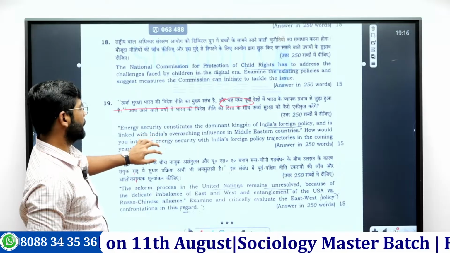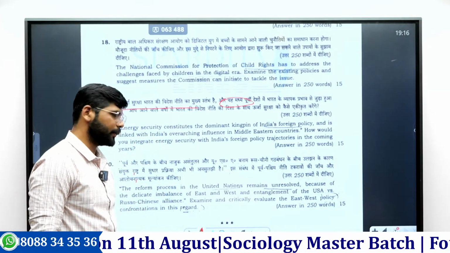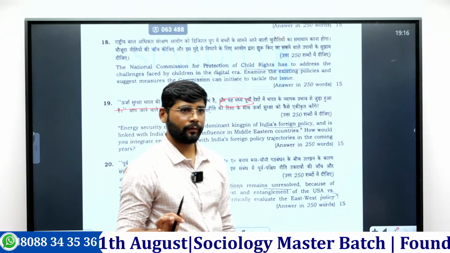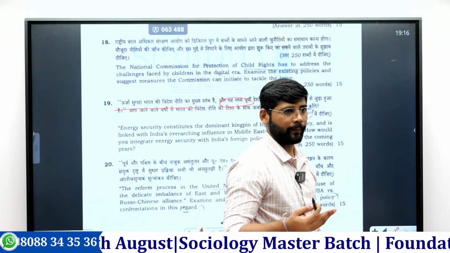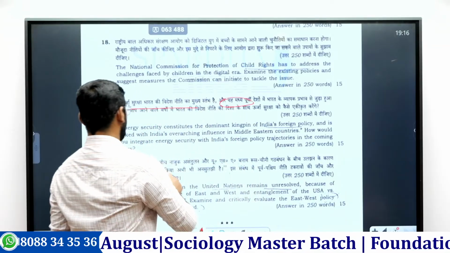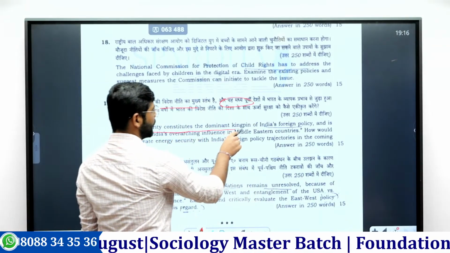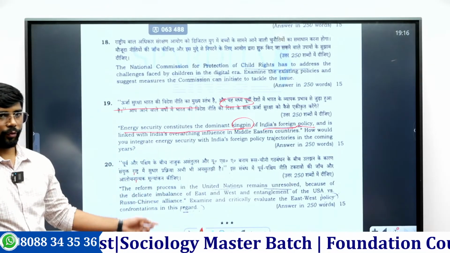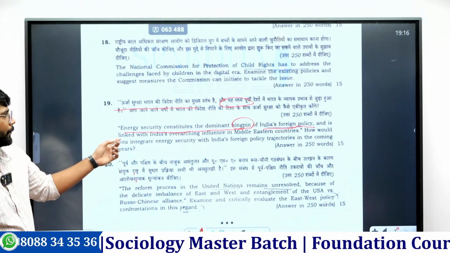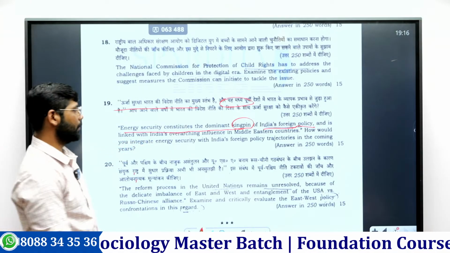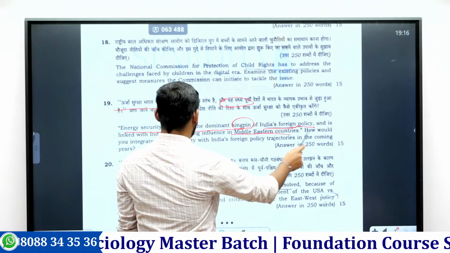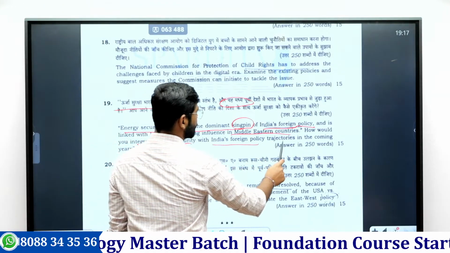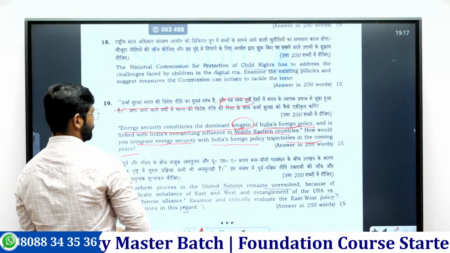Now, if you have seen, Trump has imposed a 25% tariff and a 25% ad valorem duty, total 50%. Why imposed? Because we are purchasing cheap oil from Russia. What is the question? Energy security constitutes the dominant kingpin of India's foreign policy. Okay, the question came in directly, and links India's overreaching influence in Middle Eastern countries. How would you integrate energy security with India's foreign policy trajectory in coming years?